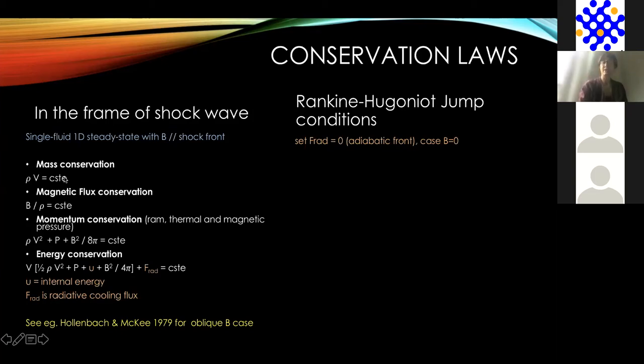And then you just write mass conservation, rho v constant, magnetic flux conservation, which is just, as you compress the gas, you also compress the magnetic field lines, so they're proportional. Momentum conservation, which involves three terms, the ram pressure of the fluid, rho v squared, the thermal pressure, P, and the magnetic pressure, B squared over 8 pi, and the sum of that must remain constant in a steady shock.